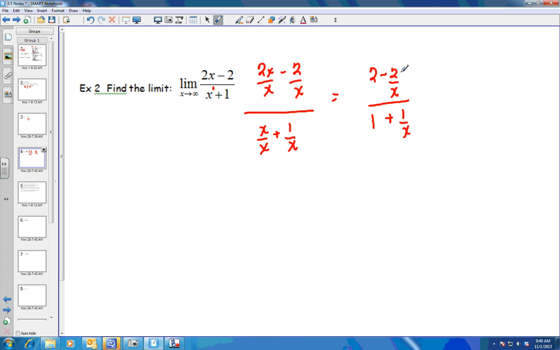And now do you see what we have left? We can now use that theorem that we talked about. The limit as x approaches infinity of 2 is just that constant 2. Do you see that this limit is 0? The limit of this is 1 plus 0. So the limit is 2. Okay? So let's do another one.